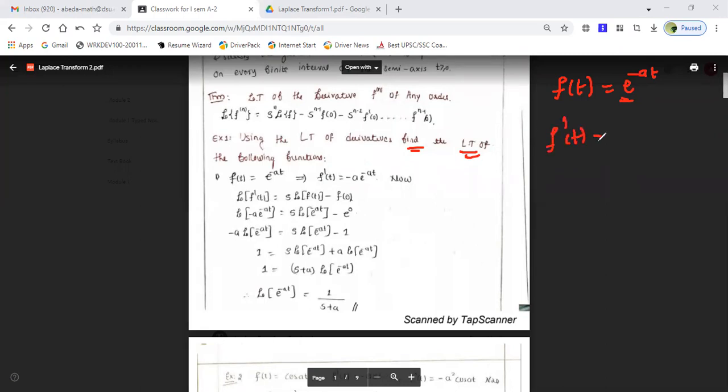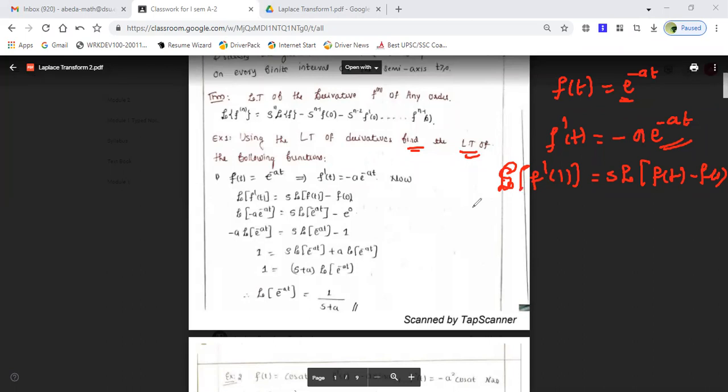So f dash of t will be equal to minus a e to the power minus at. Okay, so we know the formula, that is Laplace transform of f dash of t is equal to s into L of f of t minus f of 0. So you may ask me, ma'am, when to use the first derivative, when to go up to the second derivative. Look at the given function f of t and try to see the derivative. There also you have tried to find out the same function. If you are getting the same function, it is easy to calculate. I'll show you how you use it.